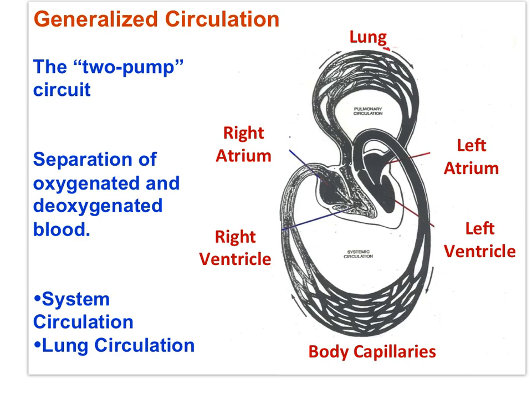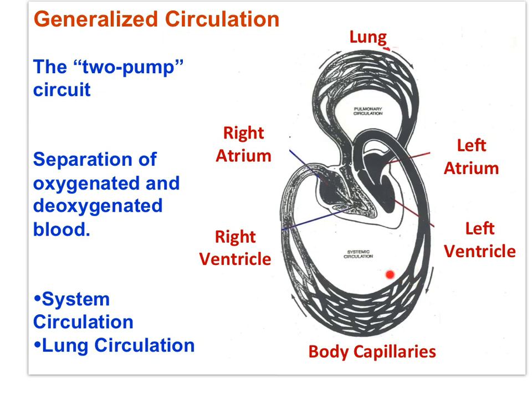Let's trace the circuit as if we were following a single cell from a starting point back to the same point. Let's start here, body capillaries. Blood moves to the heart, where it is pumped once to the lungs, back to the heart, pumped a second time to the body. The right side of the heart receives and pumps deoxygenated blood, while the left side receives and pumps oxygenated blood. Now be careful as you study this slide.